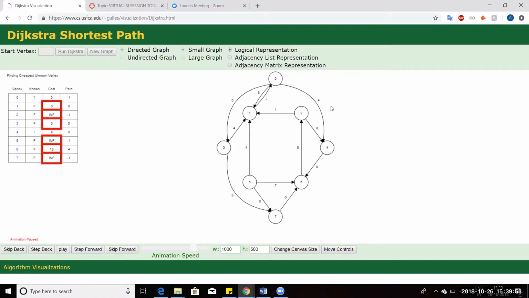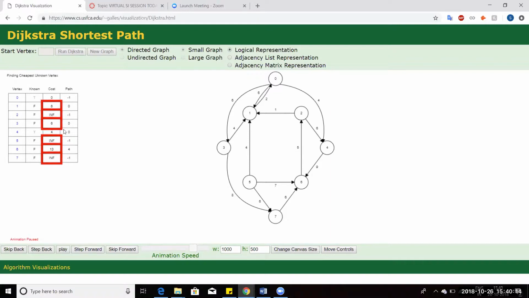And I'll add 4 because I am going from 0 to 4, which is costing me 4, and then I'm going from 4 to 6, which is costing me 9. So the total would be 13, right? So I'll again check the array and check for the minimum cost. The minimum cost right now is 6, 6, 13.